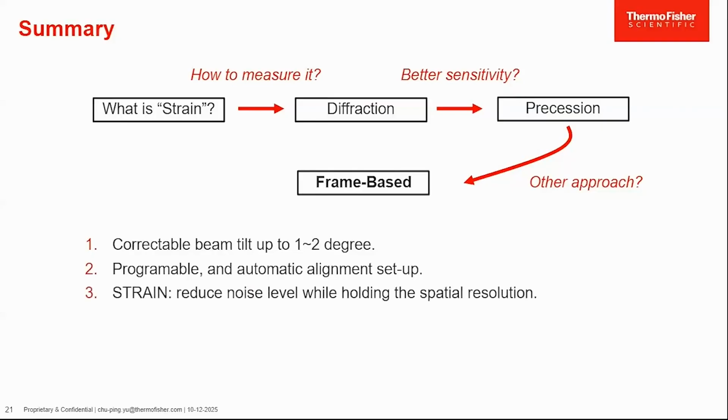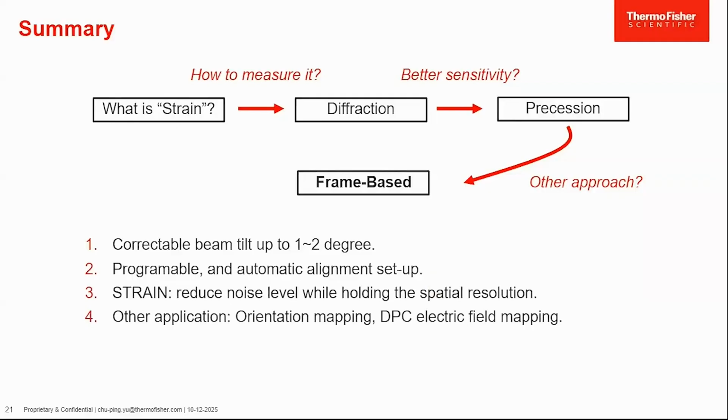And we've seen application in strain, which reduces noise level, the background noise as you've seen before, and holds the high spatial resolution that you get from using a larger convergence angle. And there are also other applications, such as orientation mapping and DPC electric field mapping. Both of them can benefit from having frame-based precession.